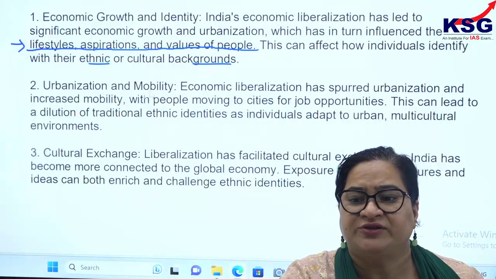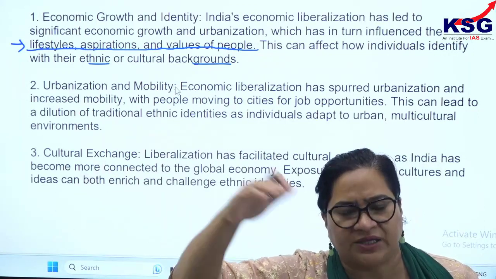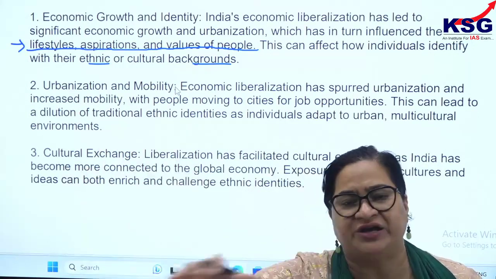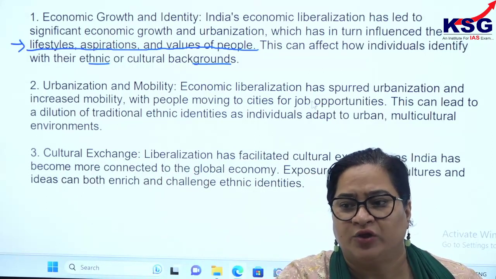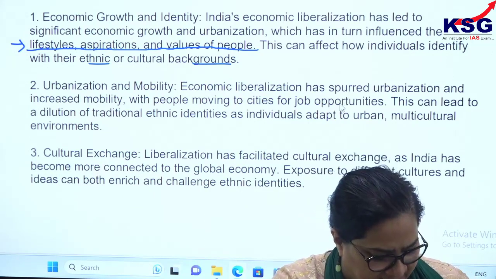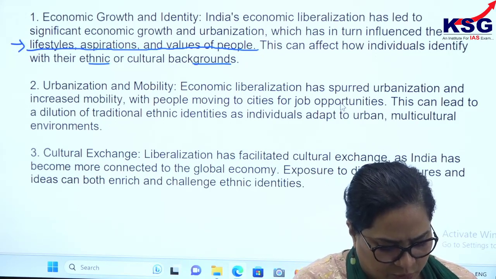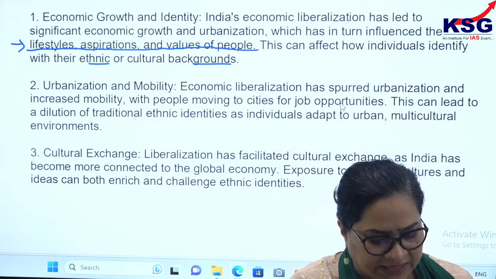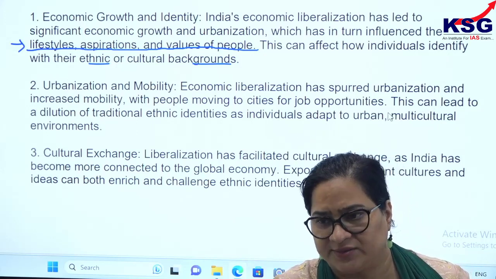Further, we can see with urbanization and mobility, what will happen? People will migrate, they will move to different regions. As you are migrating, you are getting exposed to different customs, traditions, right? And as we reflect upon the same, we all can see a lot of possibilities unfold here as well.